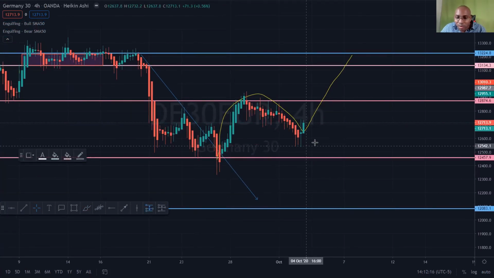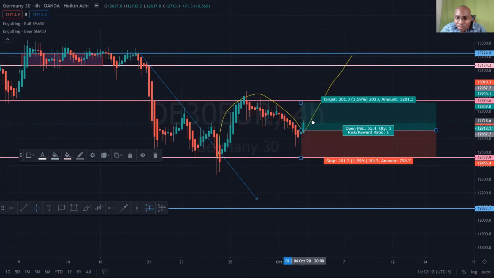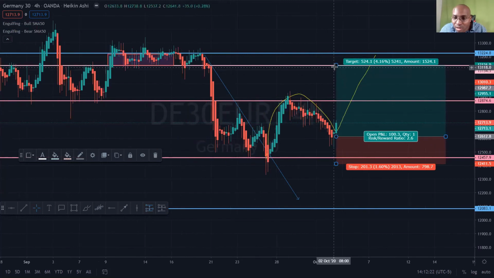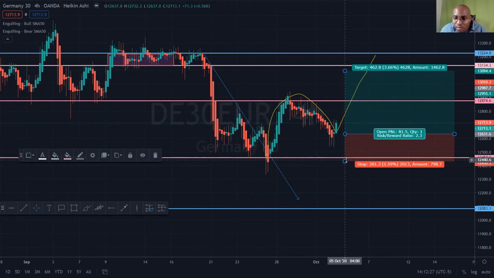So we do this right here, about there to that minor resistance, a little bit below it, just to be safe. Stop loss somewhere about there.